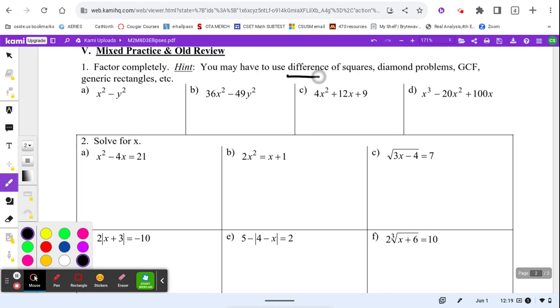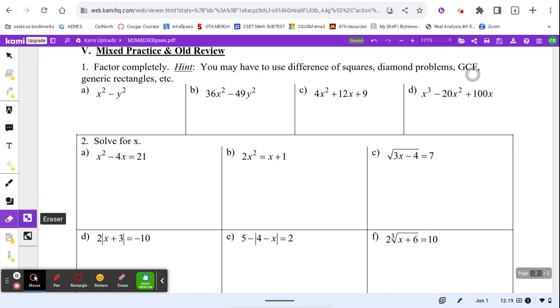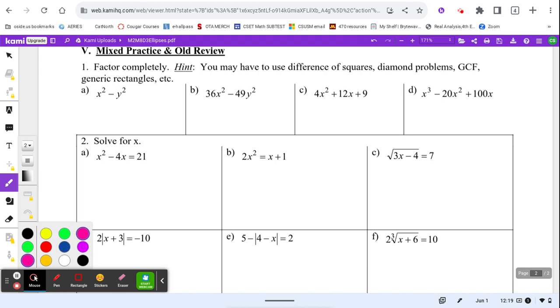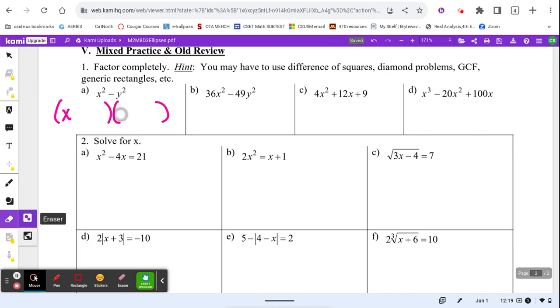So it's giving us some hints that we might have to use difference of squares, the x problems, greatest common factor. You might want to use the method of generic rectangles. So here we go. First one has x squared minus y squared. This is also known as the difference of two perfect squares. So we know that x times x makes x squared, and that y times y makes y squared.